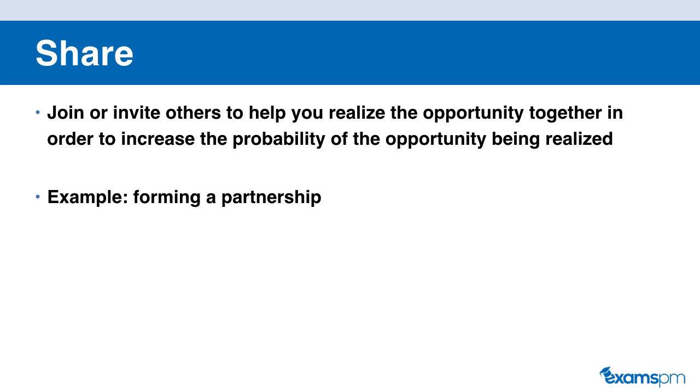So let's take a look at an example. Due to the lack of expertise, you're not able to bid for a specific construction project, but your management team really wants this project in order to expand their portfolio. Therefore, you decide to team up with another company that has experience in these areas that your company currently lacks and jointly bid for this project. So in this example, you are using the share risk response strategy because you're sharing the opportunity with another partner.